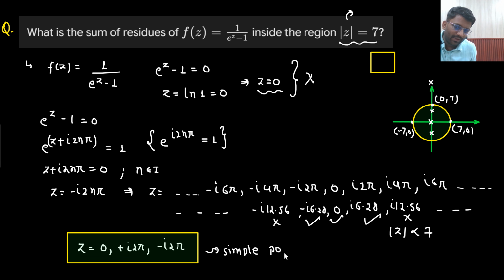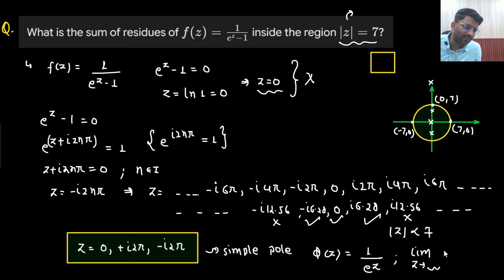For a simple pole, what can I do? Sir, I can make a function phi of z, which is the numerator as it is, over the differentiation of the denominator. Differentiation of the denominator will give you e to the power z. Now what I need to do is take the limit z tending to the singularity, whichever it is: 0, iota 2 pi, minus iota 2 pi. So limit z tending to singularity of phi of z. This is what I need to find out.